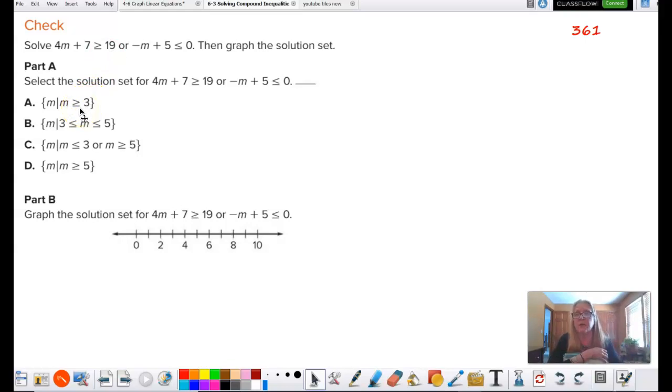All right, the other one, I would subtract 5 from both sides, and that would give me negative m is less than or equal to negative 5. But then I would multiply both sides by negative 1, and that's going to flip the sign. So I'm going to have m is greater than or equal to 5. Okay, well, if m is greater than or equal to 3, and also greater than or equal to 5, do you understand that those two overlap? Okay.